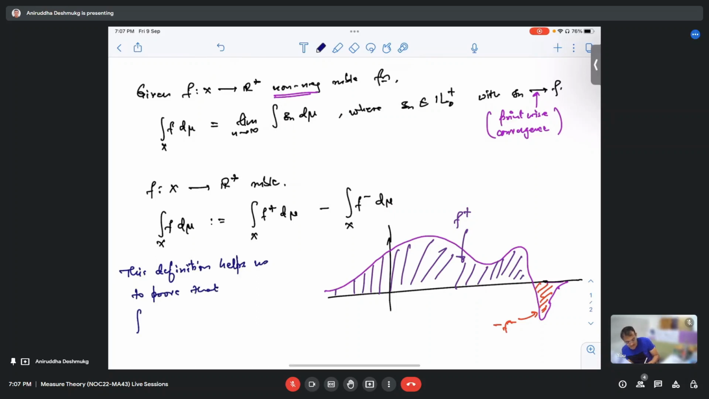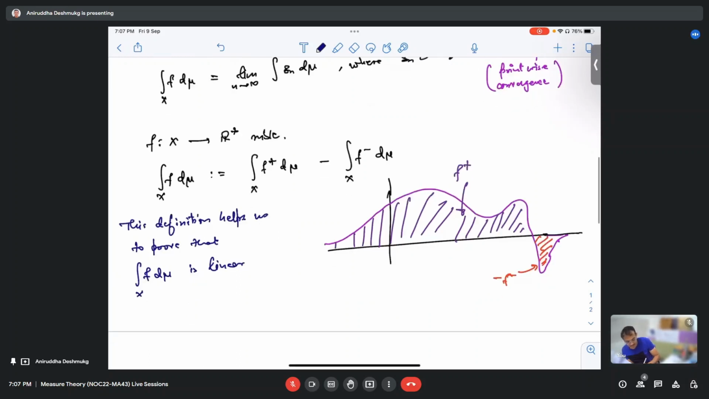Prove that integral f dμ is linear. That means the integral of af plus bg dμ can be written as a times the integral of f dμ plus b times the integral of g dμ. Again, some property that we really want it to satisfy.